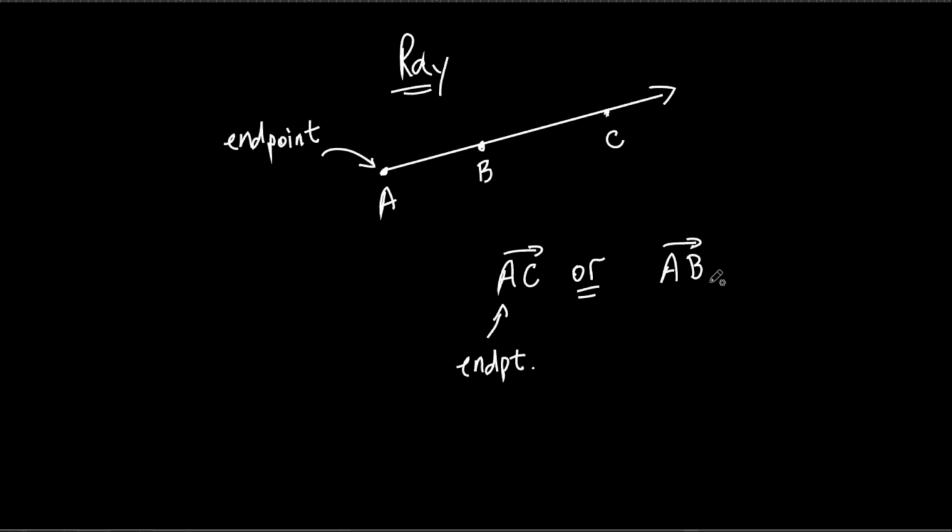Because it doesn't stop at B, does it? It doesn't stop at C. What's it do? It just goes through them and it keeps on going. That's right. Okay? It keeps on going. All right? So it has an endpoint where it stops, right there, or starts, however you want to look at it, and it keeps on going through here.